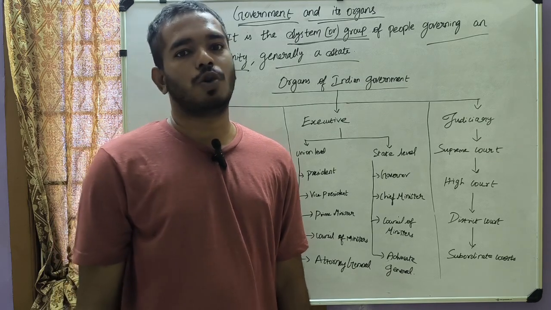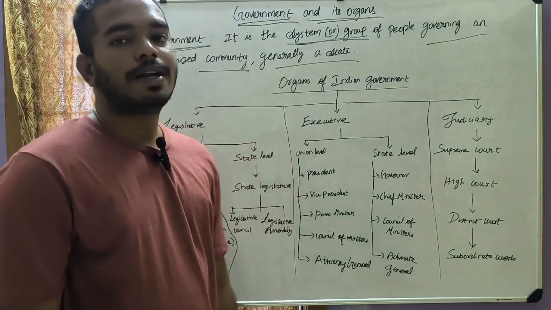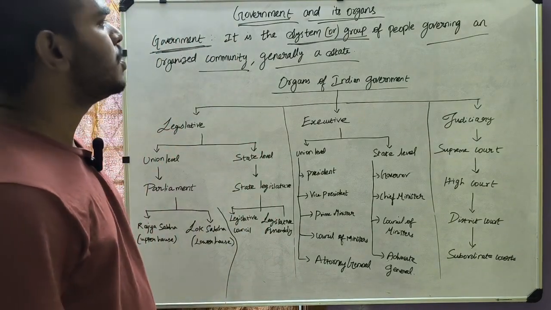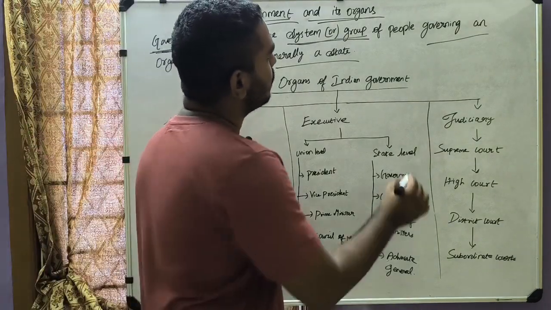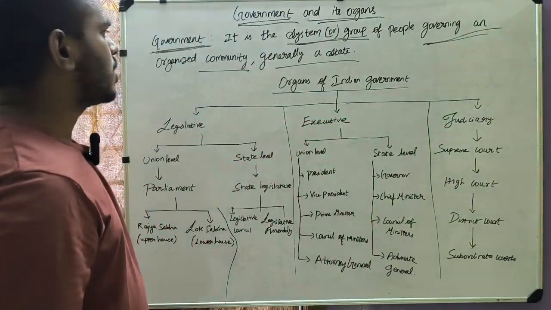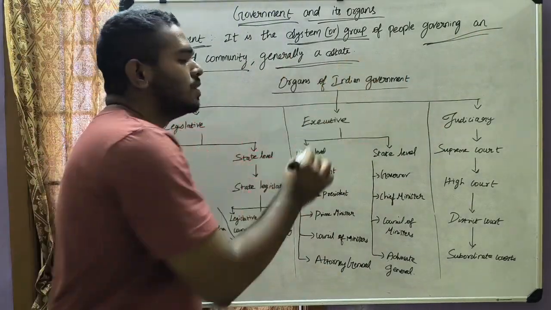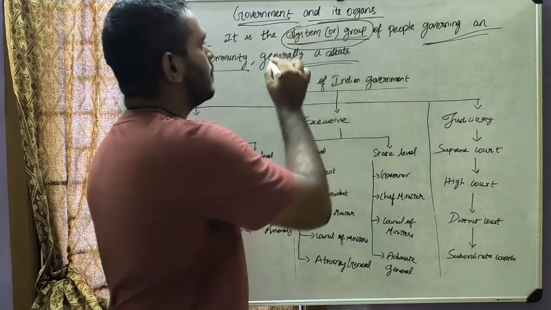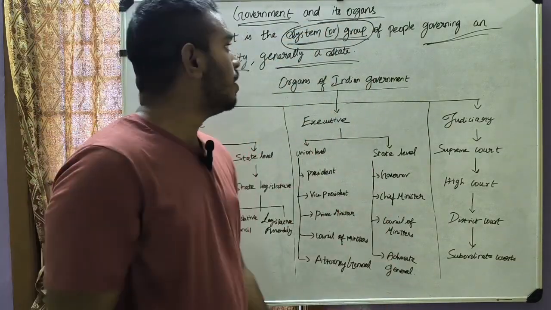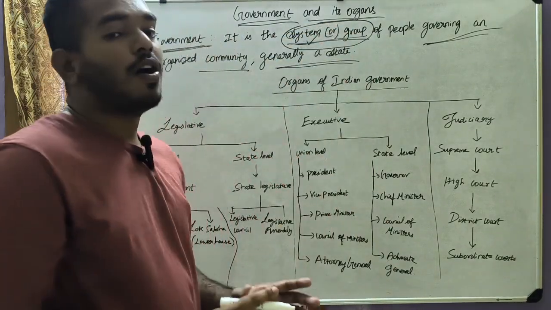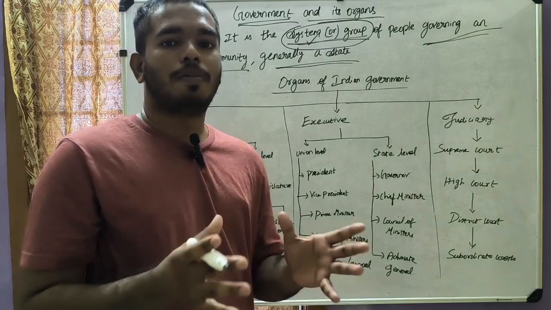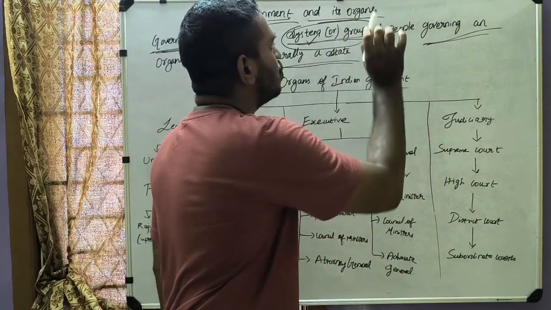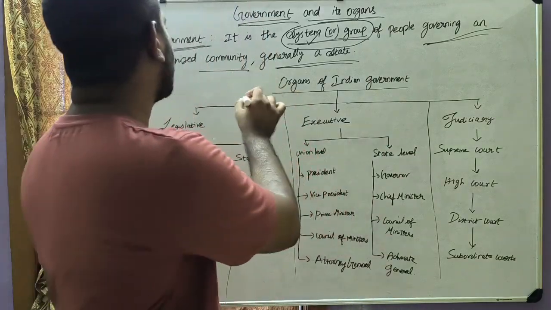In today's video, we are going to see about government and its organs. So government is a system or a group of people governing an organized community, generally a state. So government is nothing but a system or a group of people. System means it is an organized one. It has proper rules and regulations. So it is a system or a group of people governing an organized community.